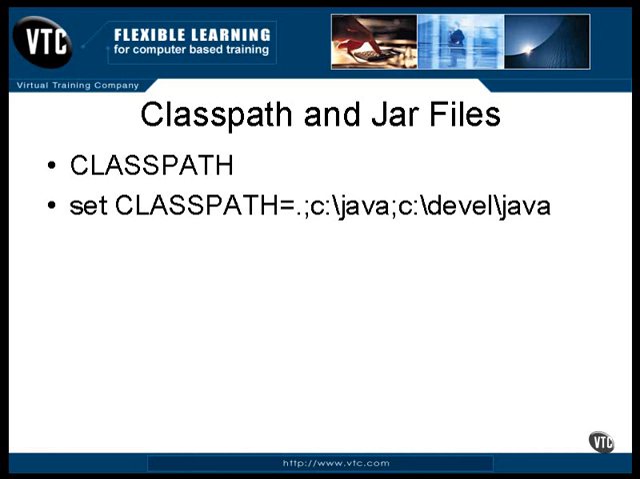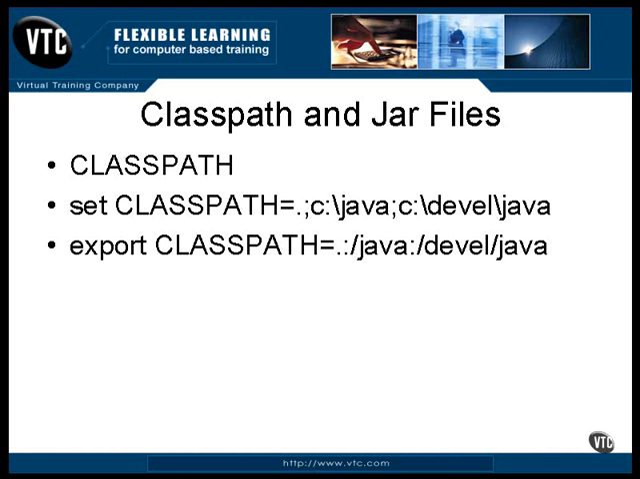On a Unix or Linux system, the directory names are separated by colons. You can set it this way. The period is the current directory. It's convenient to include the current directory, so you have your own class files in the current directory as part of the program that you're writing.